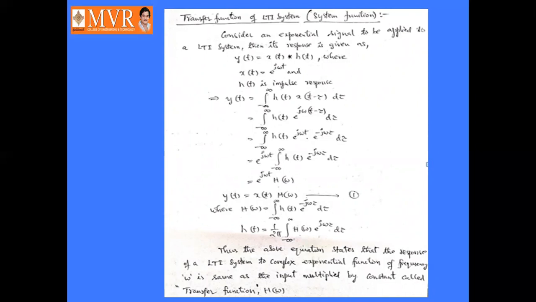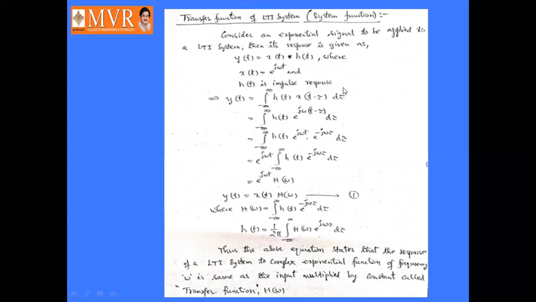But here we are taking an exponential signal as the input signal, that is x(t) = e^(jωt). Then y(t) equals the input signal x(t) convolved with the impulse response h(t), where x(t) is an exponential signal, that is e^(jωt).